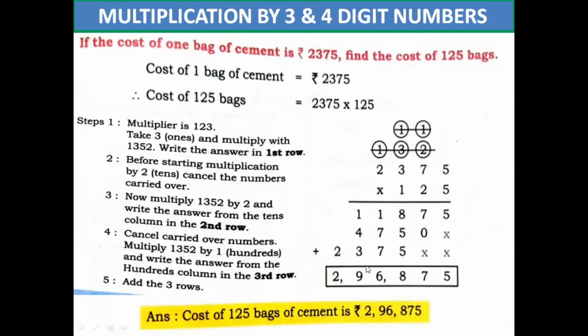Now we have to add these 3 rows. 5 as it is, 7 as it is, 8 plus 5 plus 5, 18. Okay, carry over 1. 7 plus 7, 14. 14 plus 1, 15. 15, 1 carry over. 6 write down. 4 plus 1 plus 3, 9. 2 as it is. Cost of 125 bags of cement is 2,96,875 rupees. Okay, children.